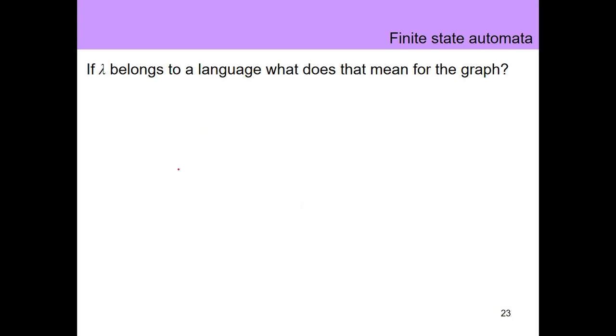Okay, if lambda belongs to a language, what does that mean for a graph? Well, let's see. So we start. I have an initial state, and apparently I can finish immediately because I don't need to choose any letters. And the conclusion should be this initial state is also an ending state.